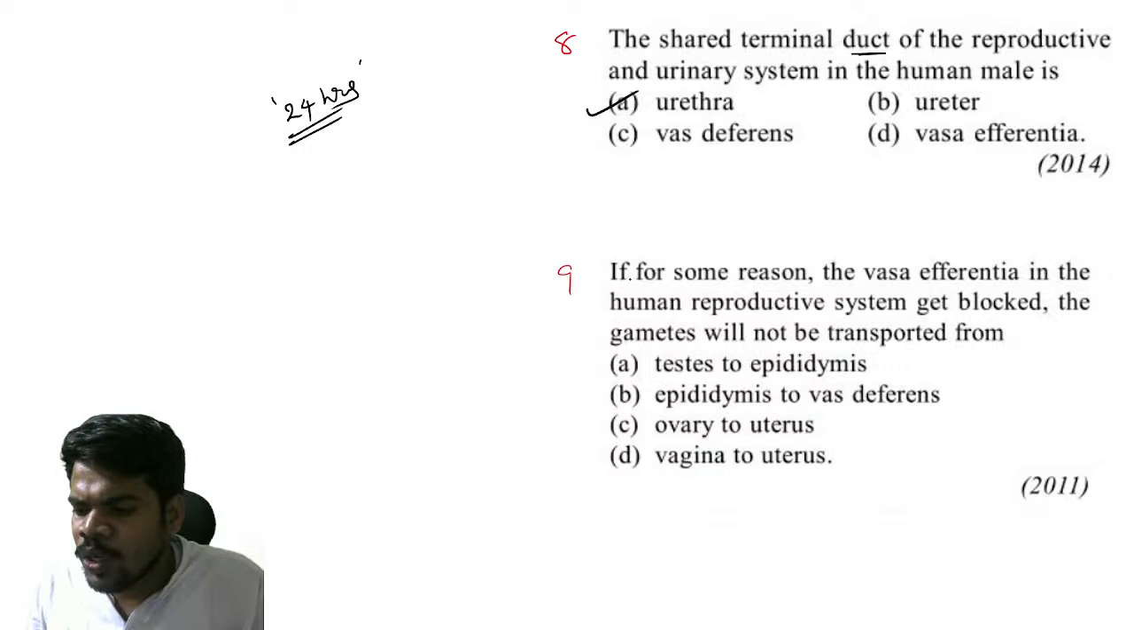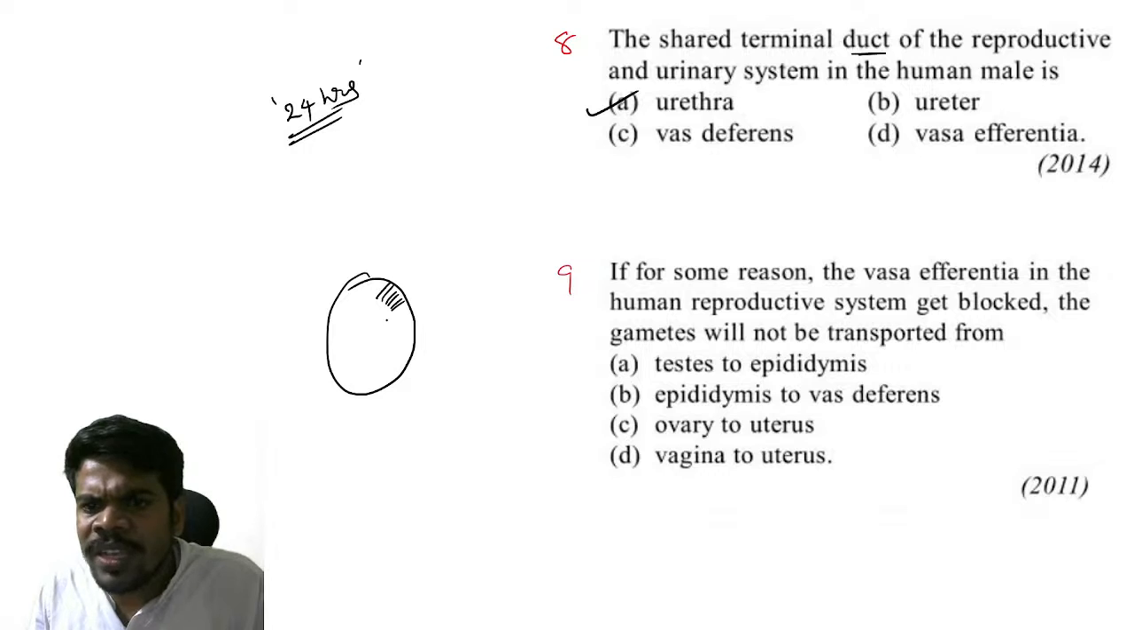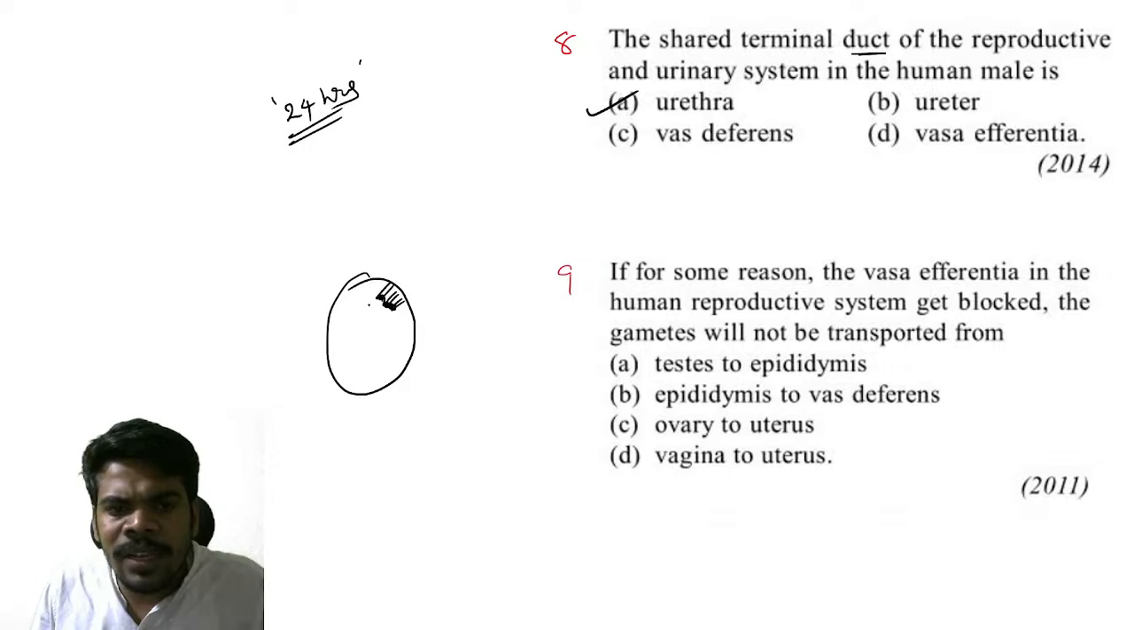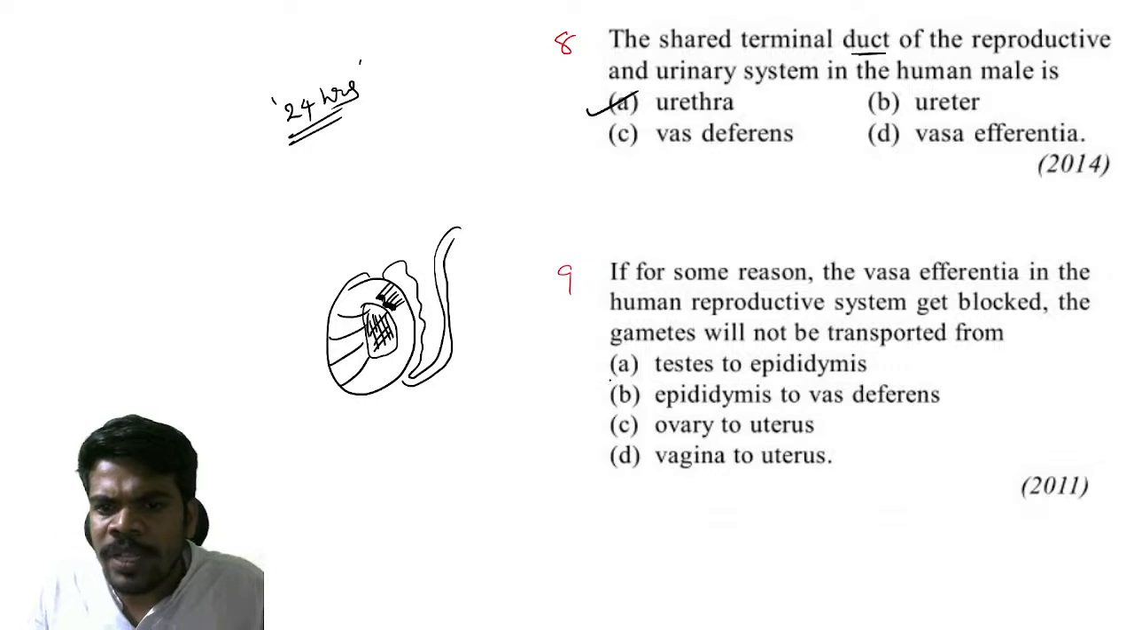Can you say the answer for the ninth question? If for some reason the vasa efferentia in the human reproductive system get blocked, the gametes will not be transported from what? Can you say? Yes, from the testis to the epididymis.